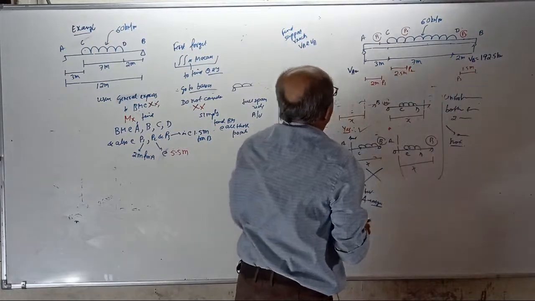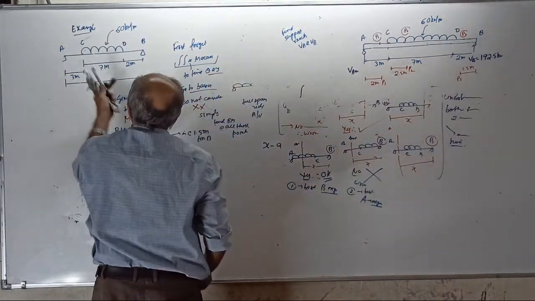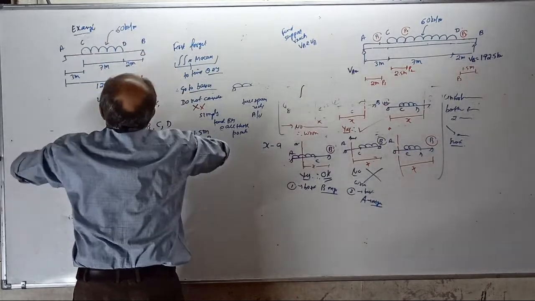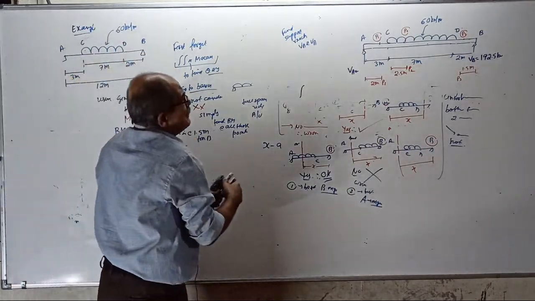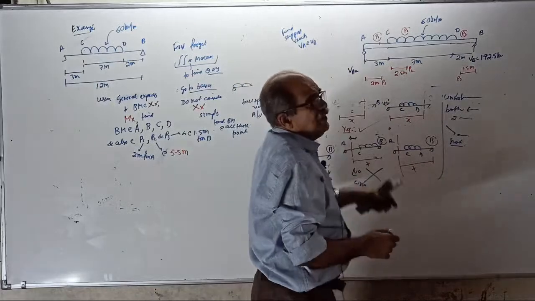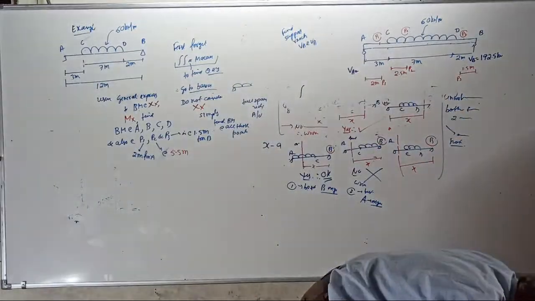Sigma V equal to 0, upward positive: plus VA plus VB minus 60 into 7 equal to 0. Tell VA value.